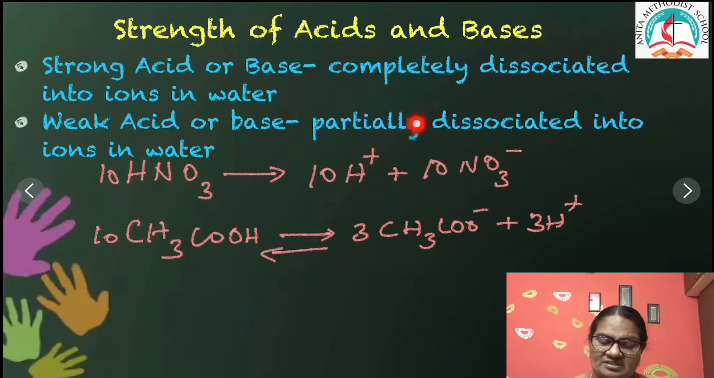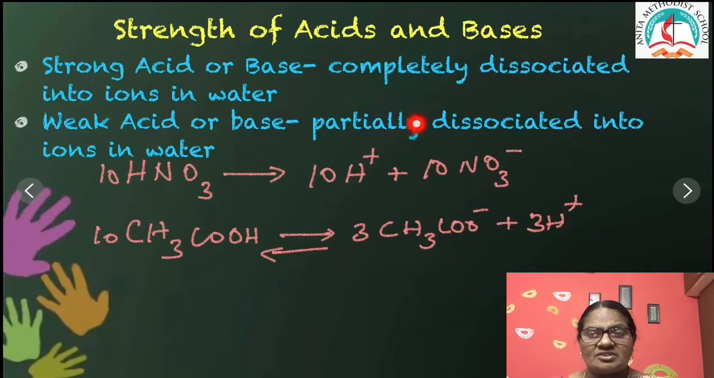But look at this acid. What is this acid? Do you recognize? Acetic acid. Just for you to understand, children, I have taken 10 molecules of acetic acid. Just see here, I get only 3 acetate ions and 3 H plus ions. So out of the 10 molecules, only 3 molecules have dissociated to give me the ions. So here all the 10 have dissociated, here only 3 molecules have dissociated. Then that is called a weak acid.